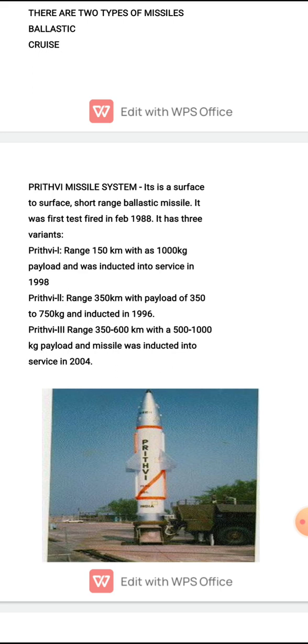In the image below you can see the silver part of the missile, which is the tip of the missile. This part generally carries the payload, or the nuclear warheads. So it can carry around 1000 kg of payload. Prithvi 2, its range is 350 kilometers. It can carry 350 to 750 kg payload and was inducted in 1996. Prithvi 3, its range is around 350 to 600 kilometers with 500 to 1000 kg payload, and it was inducted in service in 2004.